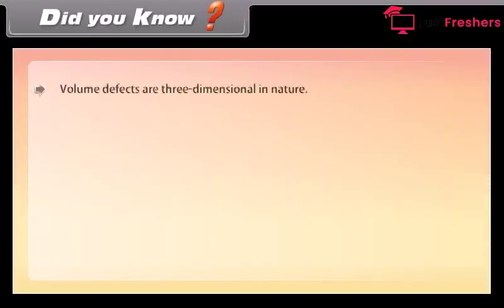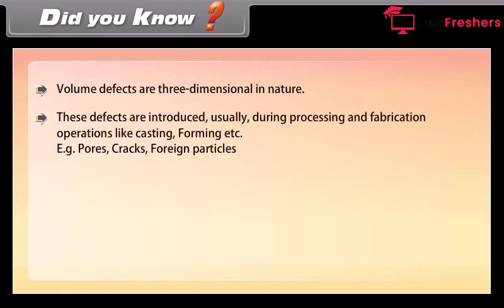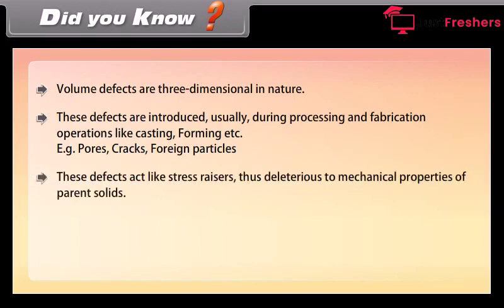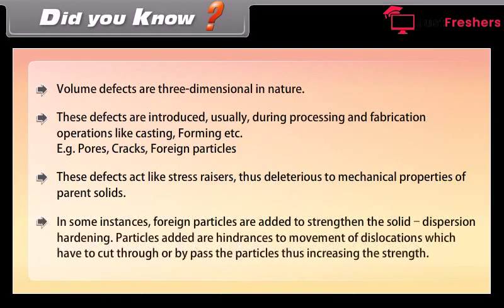Did you know volume defects are three-dimensional in nature? These defects are introduced usually during processing and fabrication operations like casting, forming, etc. Examples: pores, cracks, foreign particles. These defects act like stress raisers, thus are deleterious to the mechanical properties of the parent solids. In some instances, foreign particles are added to strengthen the solid, called dispersion hardening. Particles added are hindrances to the movement of dislocations, which have to cut through or bypass the particles, thus increasing the strength.